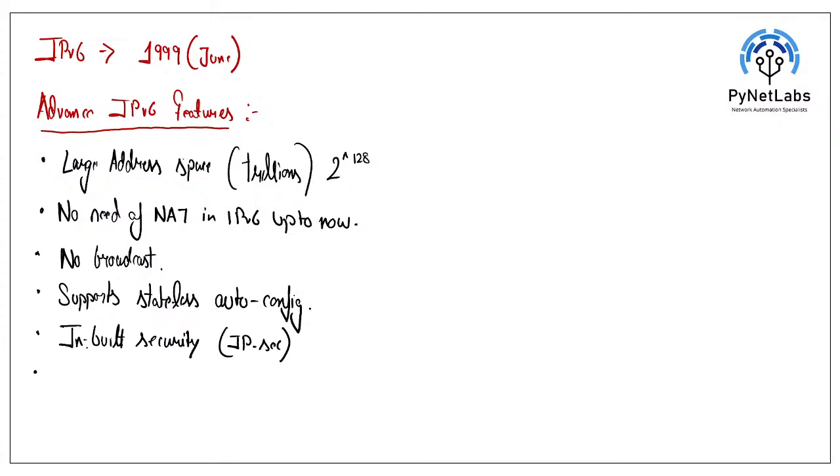Now, when we are talking about the next feature, in IPv6 we have the capability to have multiple addresses per interface, or we can say multiple IP addresses per interface. Let me give you one example of what this last point means.